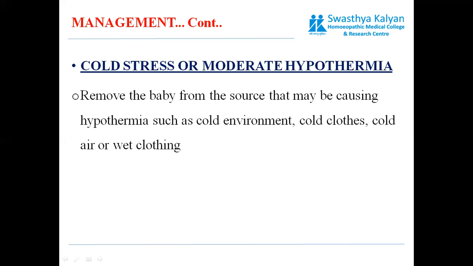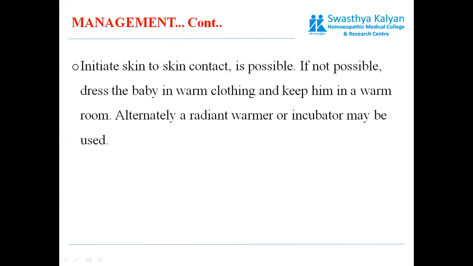So in this we have to remove the baby from the source that can cause hypothermia, such as cold environment, cold clothes, cold air or wet clothing. So remove the baby from all these sources that can cause hypothermia. Then we have to initiate skin to skin contact. If not possible, then we have to dress the baby in the warm clothes and keep the baby in the warm room. Alternately, we can use radiant warmers or the incubators to maintain the temperature.